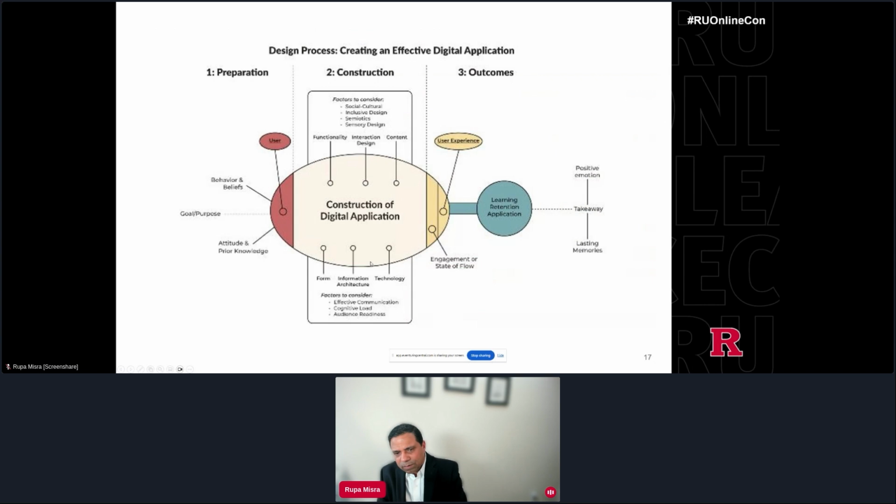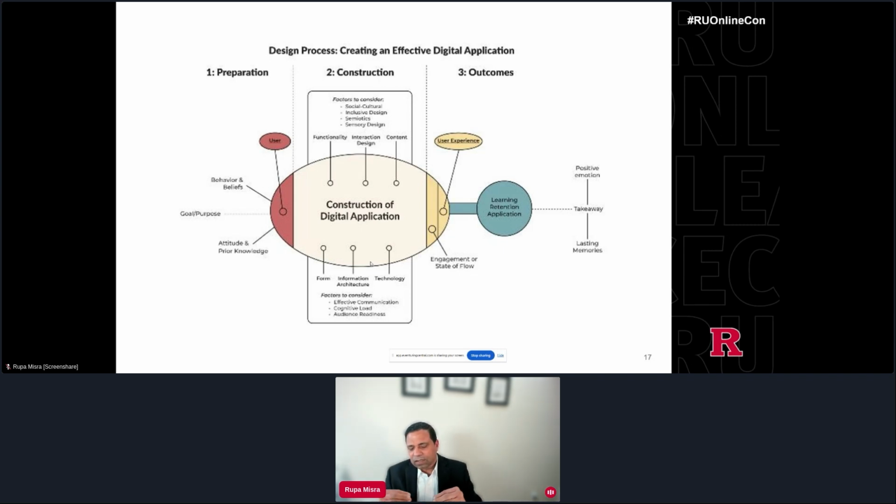One of the things I wanted to share with you is that when we are designing any product, let us say a digital product, there are so many things to think about. We start with a goal and purpose. We have to think about the users: what is their background, their computer literacy, their behavior, their attitude? We have to think about the construction of the message. If it is digital, it has something to do with the message.